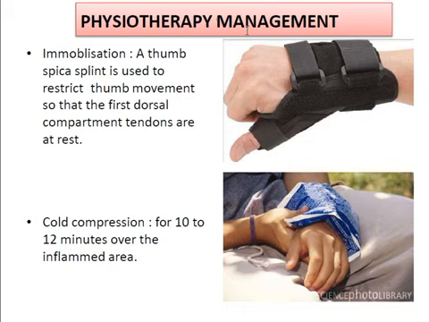So, in physiotherapy management, the first important thing is immobilization. Your thumb and wrist should be immobilized with a splint or brace. Therapists do not agree on the frequency and duration of the splint, but some think it should be worn continuously for 4 to 6 weeks. Others say we should wear it only till the pain subsides.